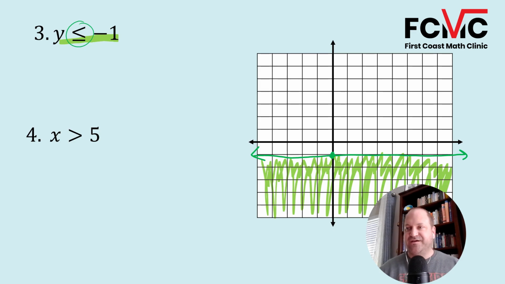Now let's graph x is greater than 5. I'm going to graph this in red. So I'm going to find 5 on the x-axis: 1, 2, 3, 4, 5. Since this is just greater than, not greater than or equal to, we're going to use a dashed line. And if x is greater than 5, the values that are greater than 5 are going to be to the right. So we're going to shade to the right. I'm going to shade this in red.